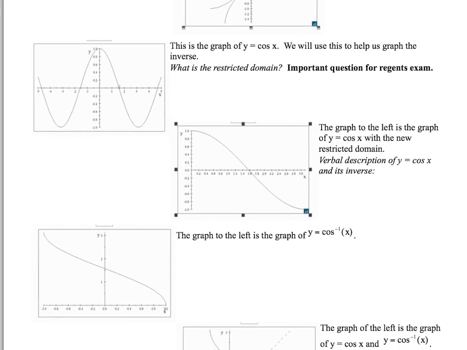Cosine graph, again, right now it fails the horizontal line test. So what I have to do is restrict the domain. I only look at a piece of it. And the piece I'm going to look at is what I have in blue, from highest point to lowest point. That piece in blue goes from an x value of 0 to an x value of pi. So the restricted domain is from 0 to pi.